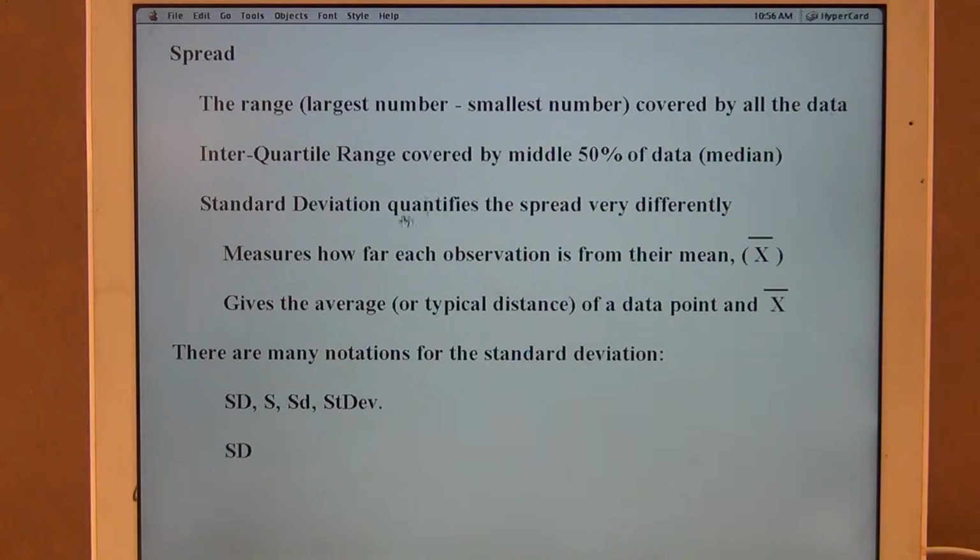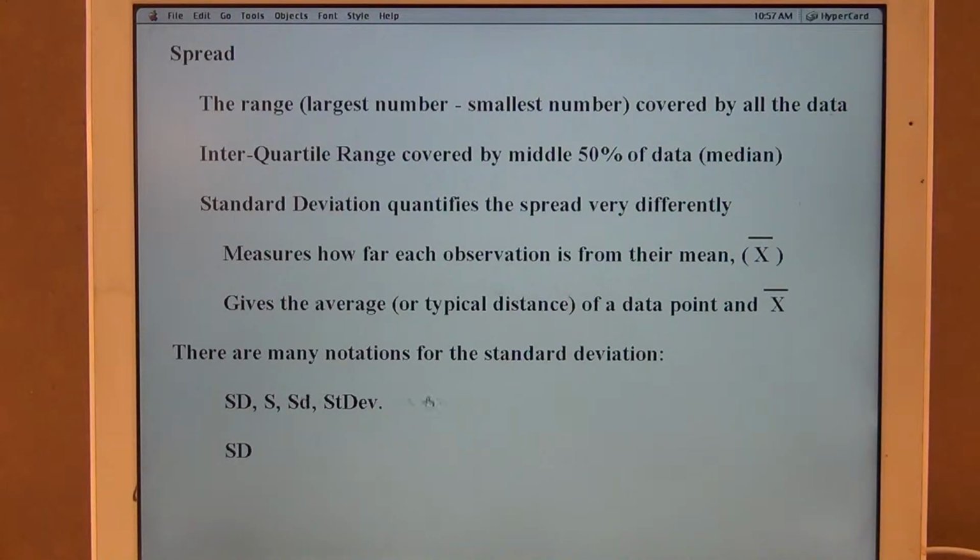Now the standard deviation, which is used when the mean is the measure of central tendency, quantifies in a very different way. The standard deviation looks at every data point in the data set and measures how far each observation is from the mean of the data set. And then it gives the average or typical distance of every data point from the mean. Remember, X bar is how we denote the mean.